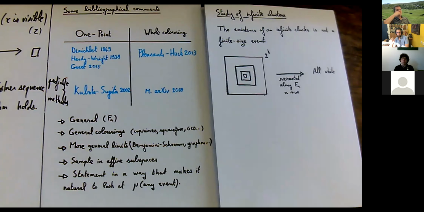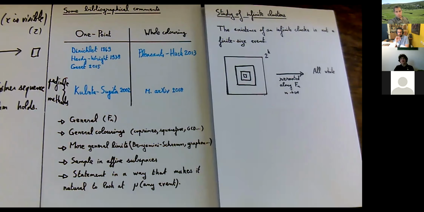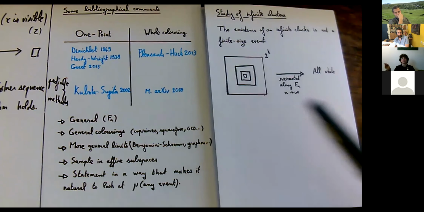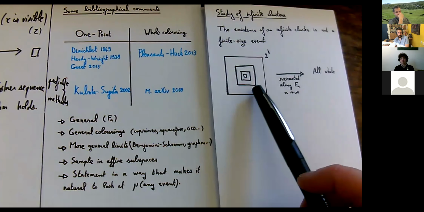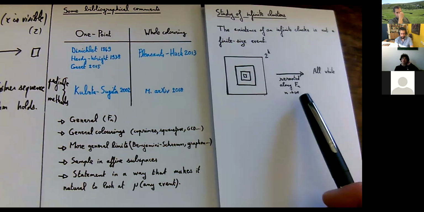And to understand what can go wrong when we take limits, here is an example I like. On the left-hand side, we have some deterministic coloring. Everything is white, except for some squares centered at the origin, with radius 2^k for all k. And when we reroute this coloring along F_n, this converges to the Dirac mass on the all-white coloring.